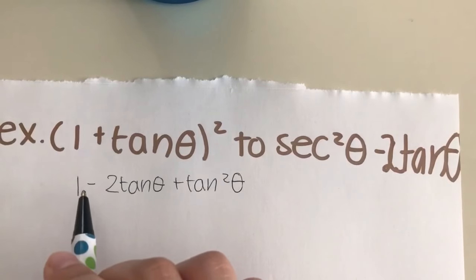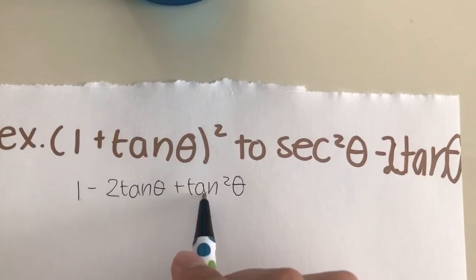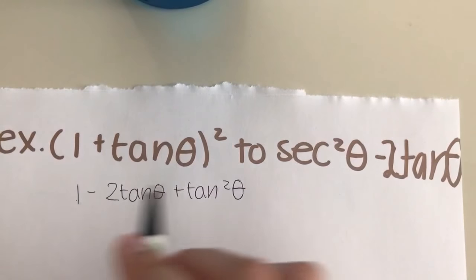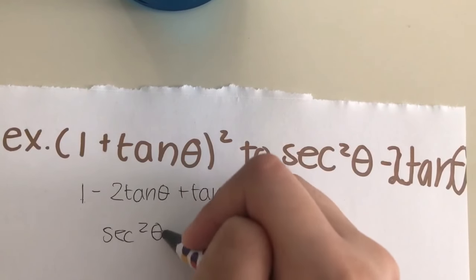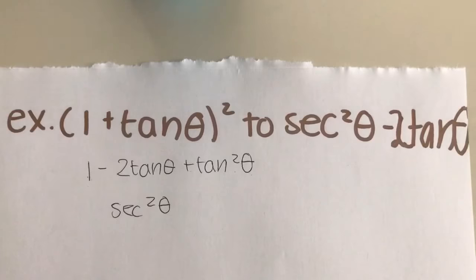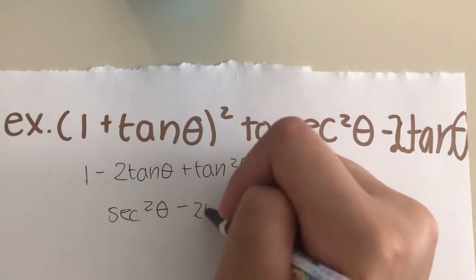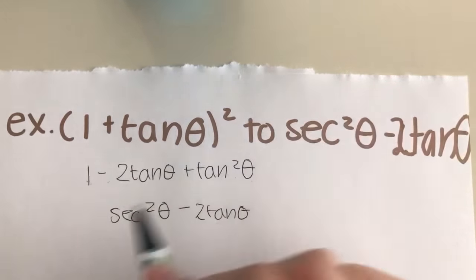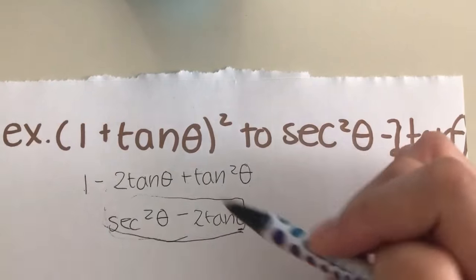Right off the bat, we can tell that there's a Pythagorean identity in this problem. So we have 1 plus tan squared of theta, which equals secant squared of theta when using the Pythagorean identity. And then we just drop down the 2 tan of theta. And then we have a final answer right here.